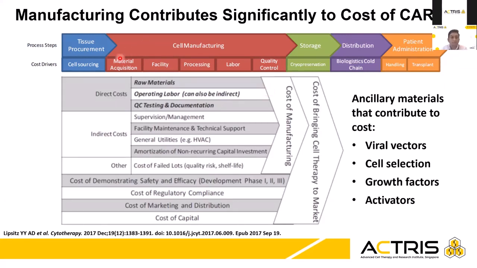So in terms of manufacturing, as you can see, it is one of the biggest cost drivers of cell therapy cost. Many things contribute to it: viral vectors, cell selection, reagents, growth factors, activators, and so forth, on top of the usage of the facility, the processing, the labor, and the quality control system that you need to put in place to ensure that these products are safe and efficacious.